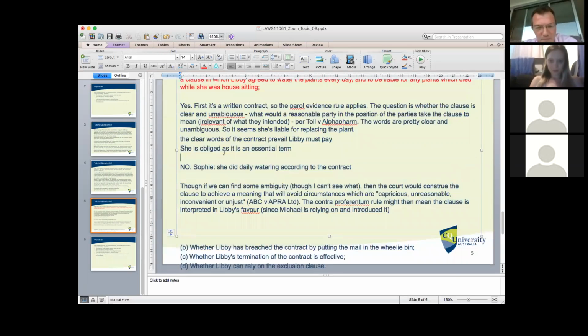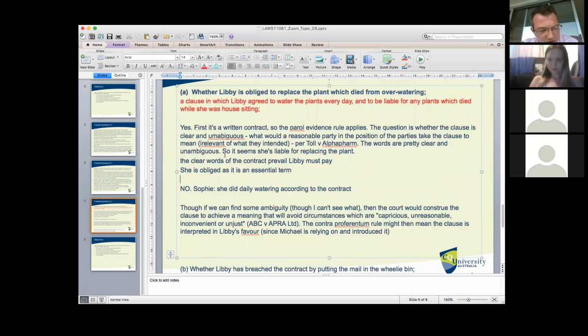Martin? Yes, she was obliged to water the plants, but she also agreed that she'd be responsible for any plants that died. There was nothing to limit that. It's simply, if they die, you replace them. And it seems clear and unambiguous. So yes, she is liable for replacing them.